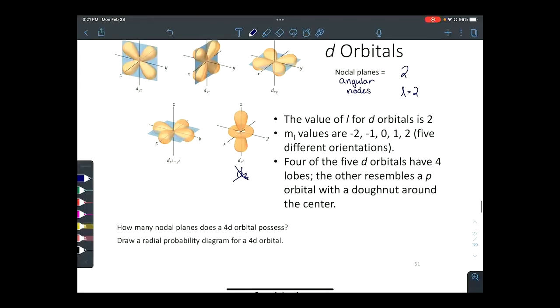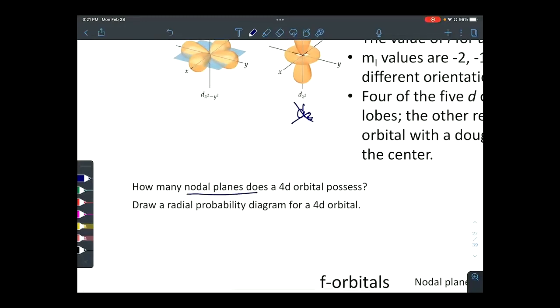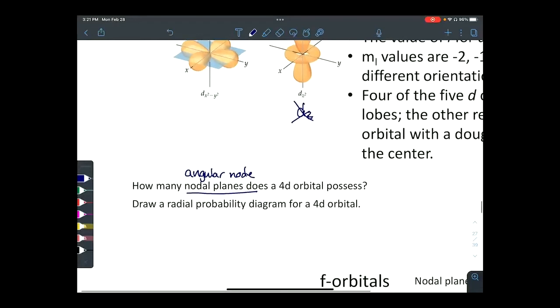So other ways we can ask questions, all right? How many nodal planes, or remember, we also call these angular nodes, does a 4d orbital possess? What equation relates to angular nodes? Angular nodes equals its L value. So how many angular nodes does a 4d orbital possess? 2, yes. So we didn't need the 4. It's the shape that defines how many angular nodes there are.